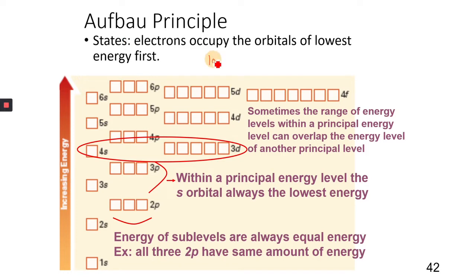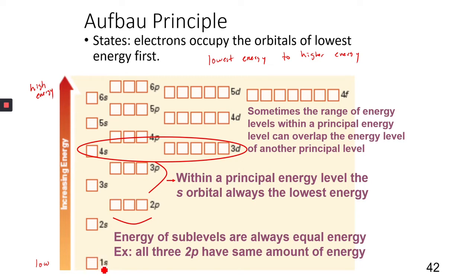So we're filling from the lowest energy to higher energy. And here, if you can see over here, it says increasing energy. So here is low energy, and here is high energy. The further away from the nucleus you get, the higher the energy.